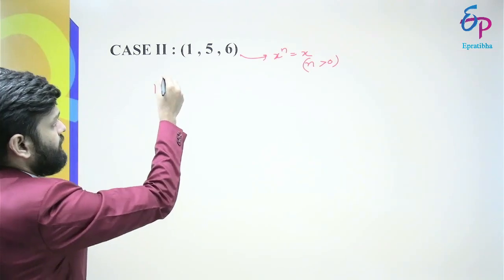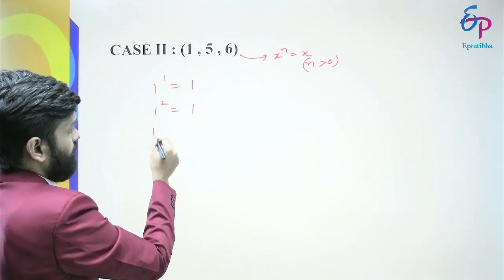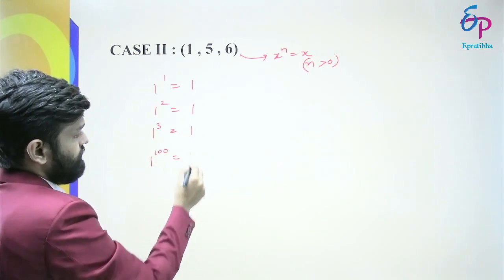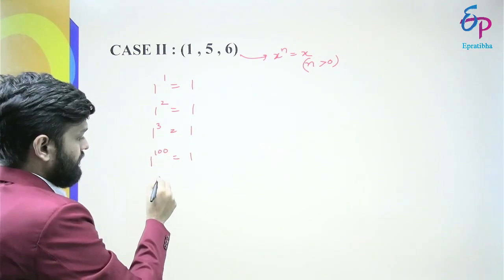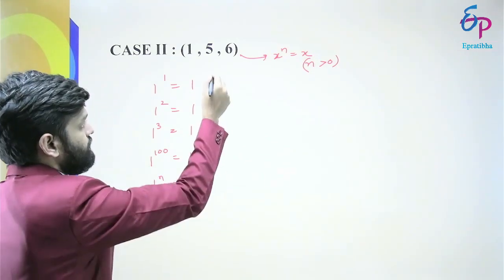So 1 power 1 is how much? It is 1. 1 square is how much? 1. 1 cube is how much? It is 1. 1 power 100 is how much? It is also 1. 1 power anything is 1, right? If n is greater than 0, even if n is 0 also, 1 power 0 is also 1.